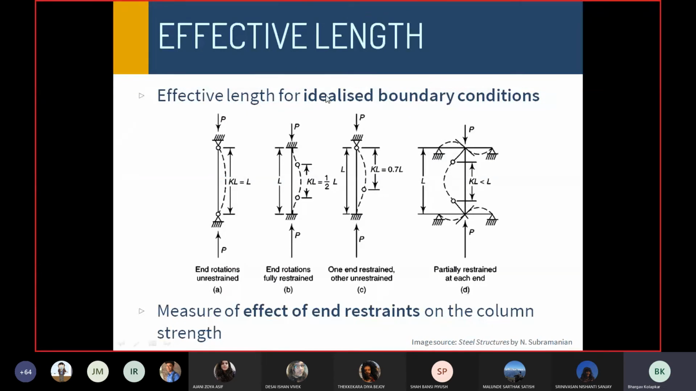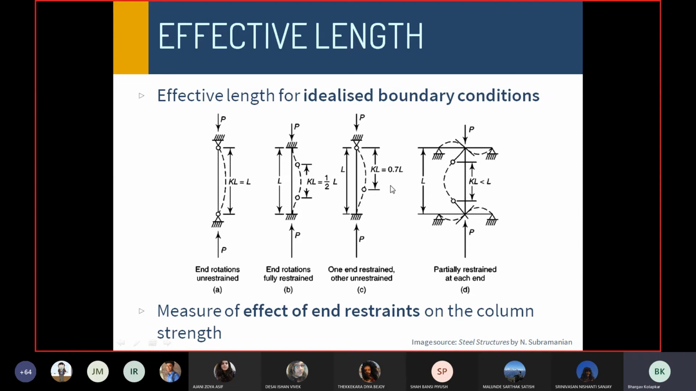So the effective length depends upon the boundary conditions or the end restraints that have been applied to the column. If both the ends of the column are pinned, the effective length, which is denoted by KL, where K is the effective length ratio, is equal to the unsupported length. If both the ends are fixed, then the effective length is equal to 0.5 times the unsupported length. If one end is fixed and the other end is pinned, effective length is 0.7 times of L.